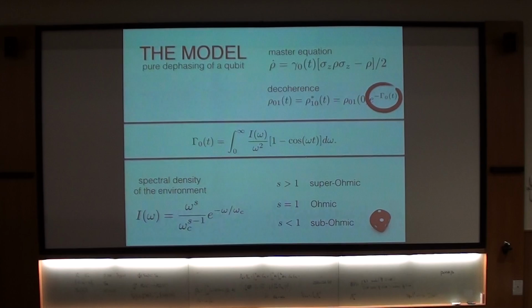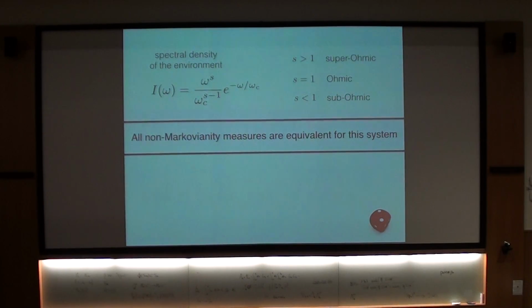For this specific model, an important point is that divisibility or non-divisibility coincides with the monotonicity of the trace distance, that is, BLP Markovianity or non-Markovianity. They are the same thing here, they are equivalent. In fact, all the Markovianity measures give the same border between Markovian and non-Markovian for this system.